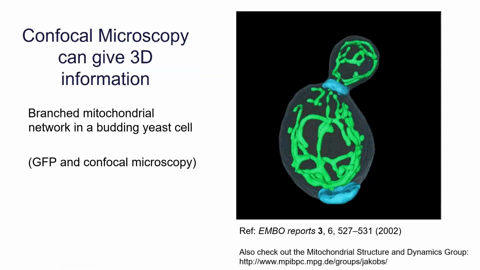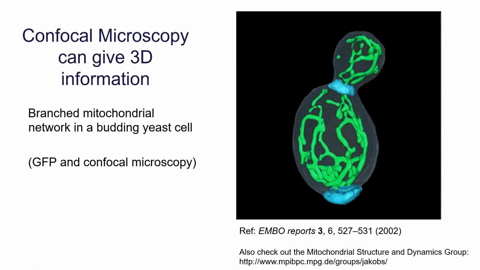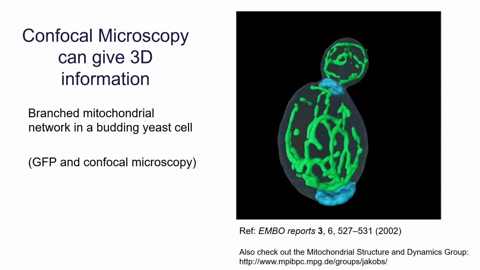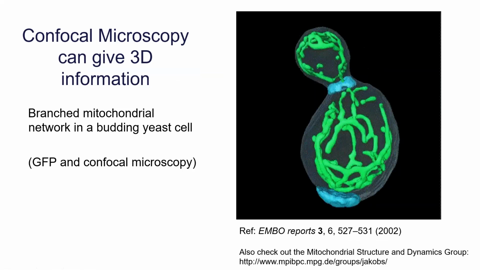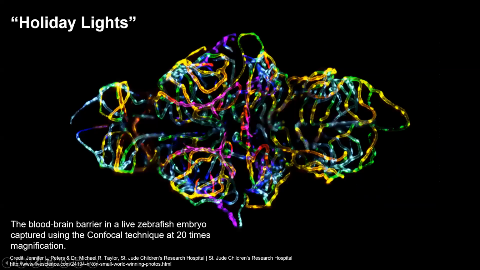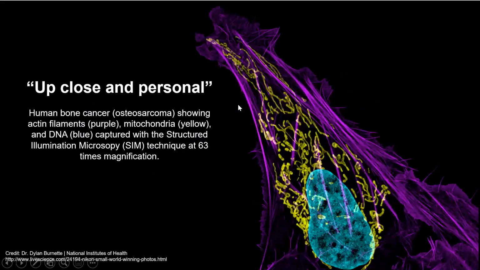The confocal microscopy can get a 3-dimensional image of something. Here's a yeast cell budding, and all those green things are mitochondria, and they mapped it out in 3 dimensions. So pretty cool stuff. A couple more pictures, holiday lights. This is in the brain in a zebrafish, and one of my favorites here, up close and personal. You can see the nucleus. All those yellow things are mitochondria, and I thought it was pretty cool.